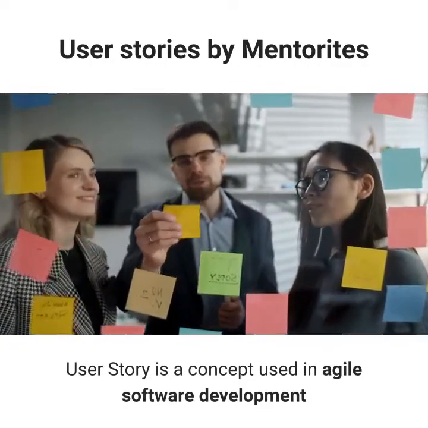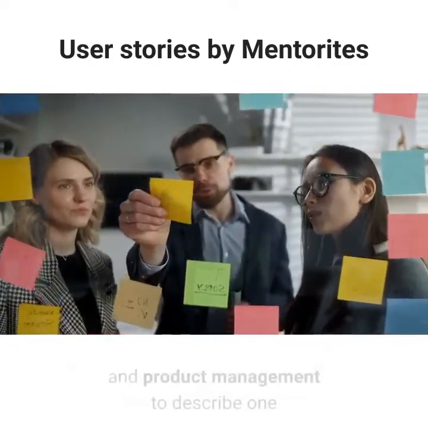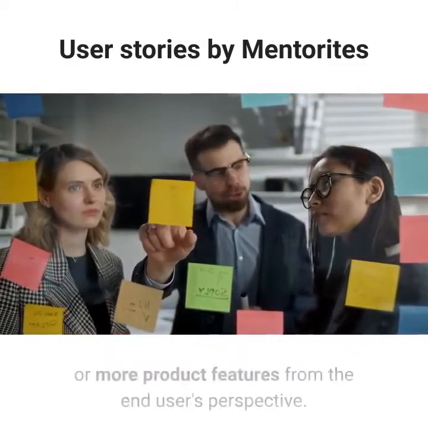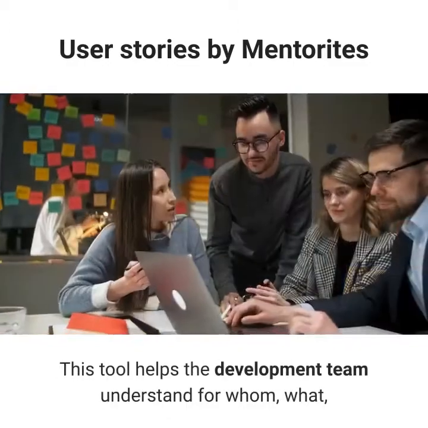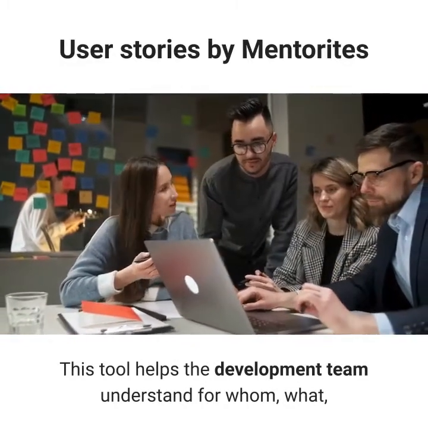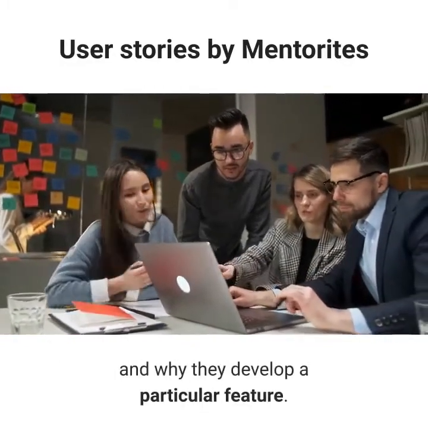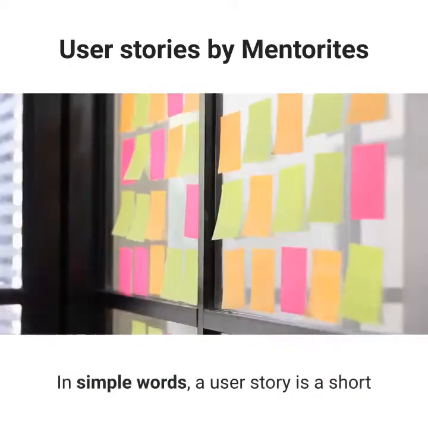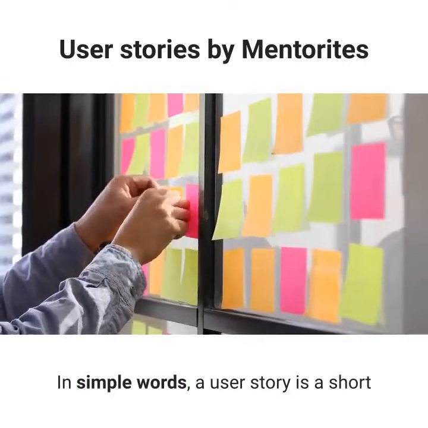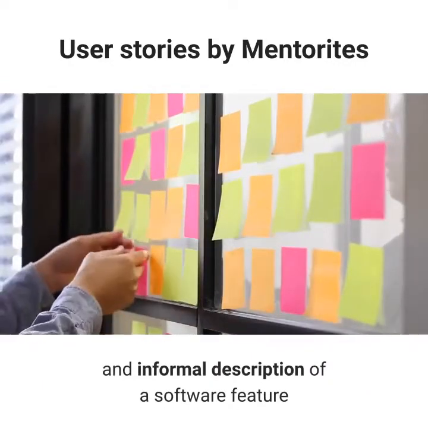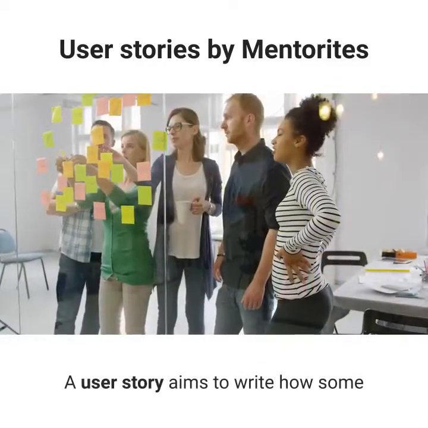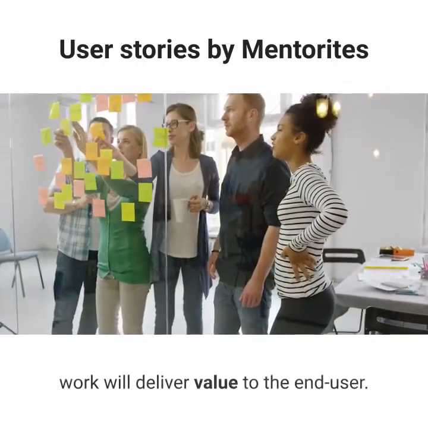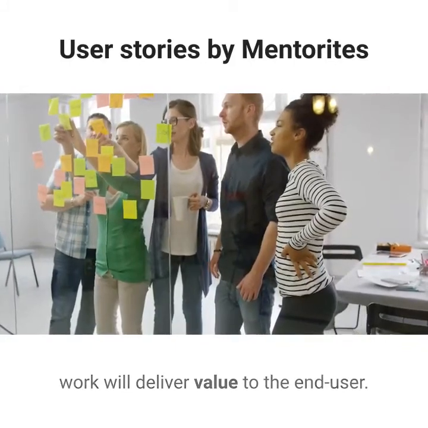A user story is a concept used in agile software development and product management to describe one or more product features from the end user's perspective. This tool helps the development team understand for whom, what, and why they develop a particular feature. In simple words, a user story is a short and informal description of a software feature written from the end user's perspective. A user story aims to write how some work will deliver value to the end user.